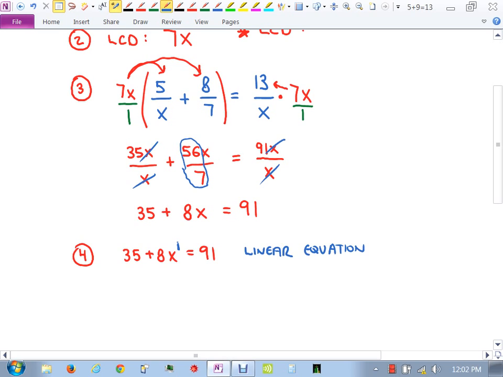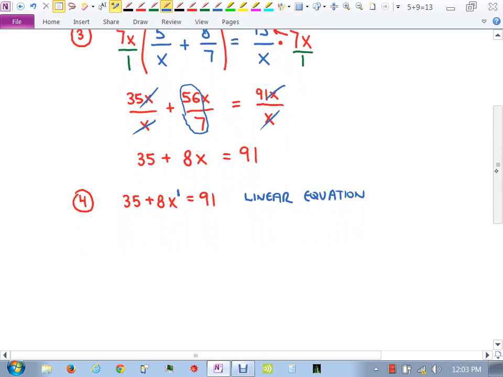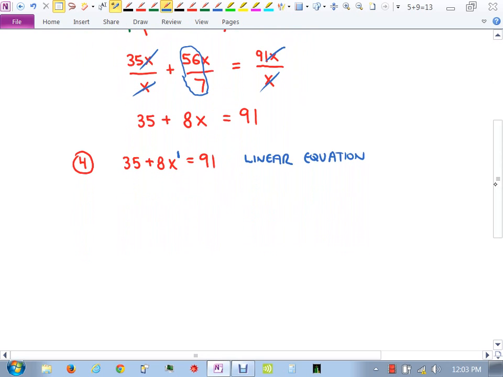Linear. And the reason it's important to know what type of equation it is is because the way that you attack this problem is different than the way that you attack a quadratic problem. How do you solve linear equations? Can anybody tell me? Yes. Okay.